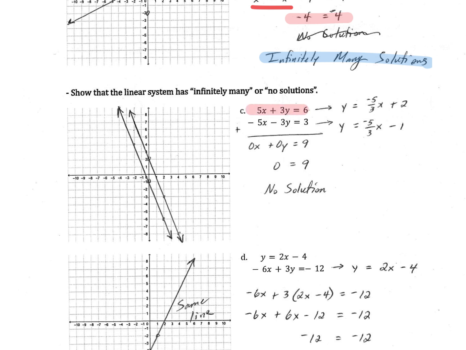If we wanted to graph this red equation, we would solve for y, and this is what we get as a result. If we wanted to graph this blue equation, we would solve for y. We get this as a result. When we graph them both, notice they have the same slope that I'm going to highlight in yellow. Yellow is the slopes, and they're the same. So that's why these lines never cross. No solution.